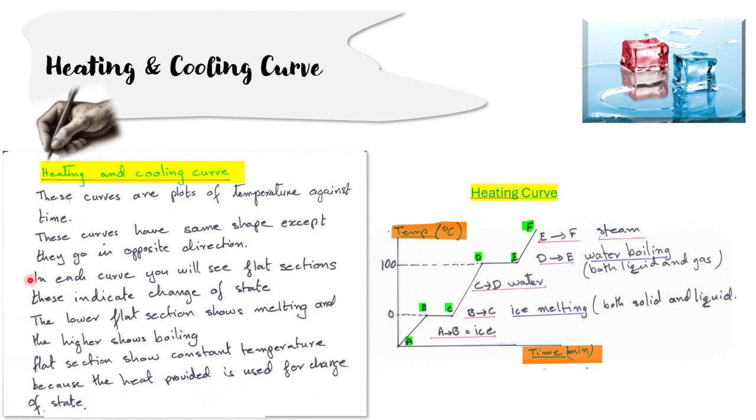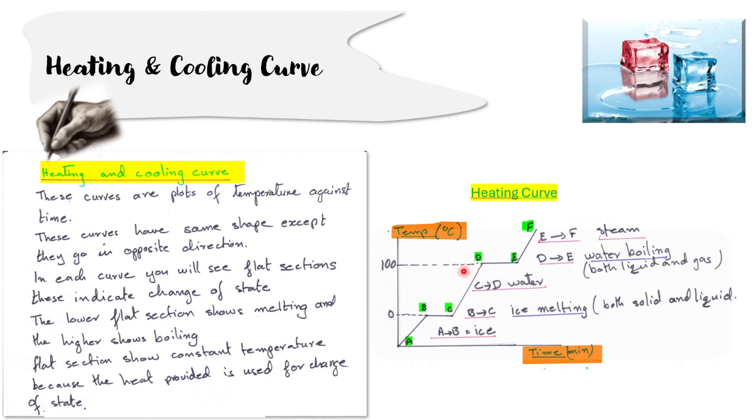In each curve you will see flat sections. These indicate change of state. The lower flat section shows melting and the higher shows boiling. Flat sections show constant temperature because the heat provided is used for change of state.